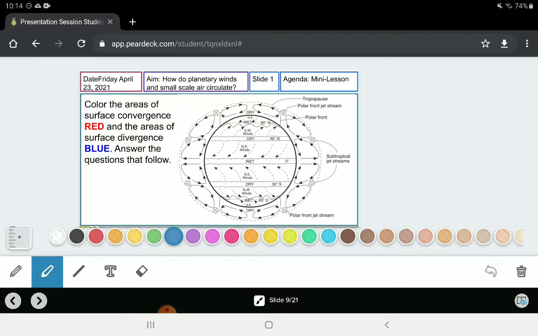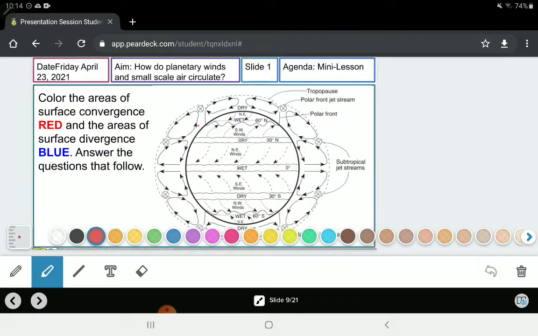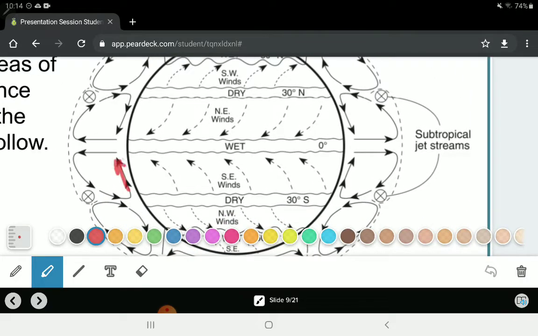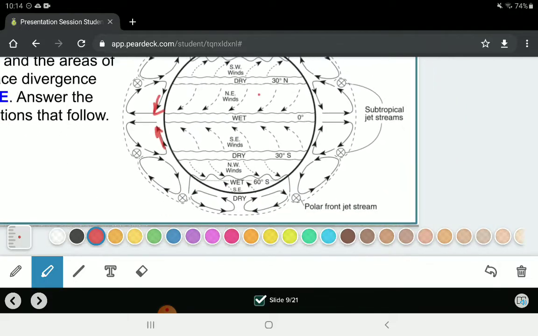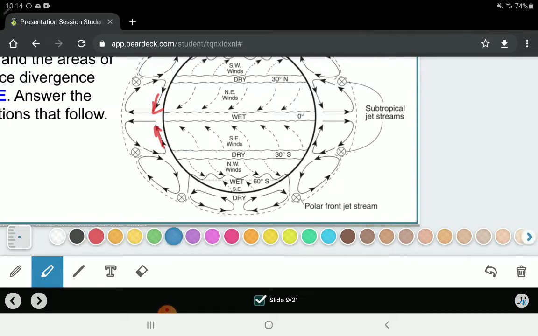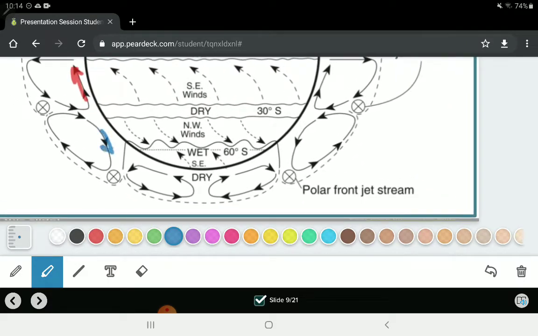So what I'd like you to do now is you're going to go ahead and color the areas of surface convergence red, and then surface divergence blue. So convergence means coming together, and divergence means moving apart. So if you see two lines going towards each other, I'm going to go ahead and highlight those two lines. So this line is going towards, and this line is going towards. That means they are converging. They are coming together. If they are diverging, they are moving away from each other. And it has the same pattern.